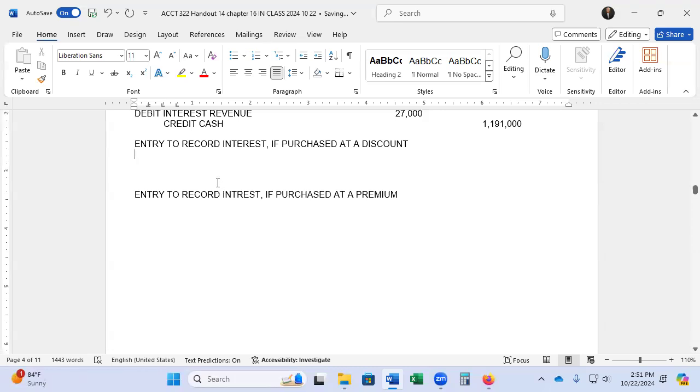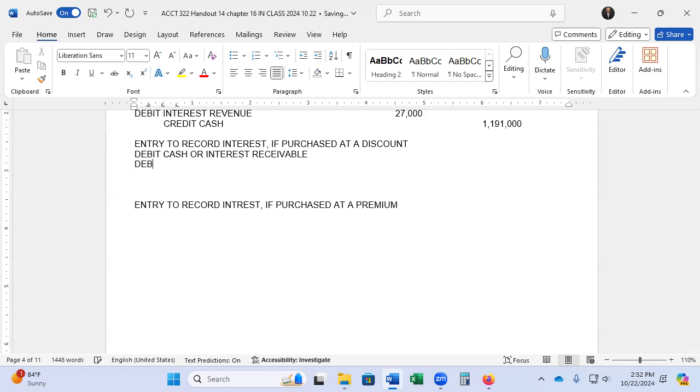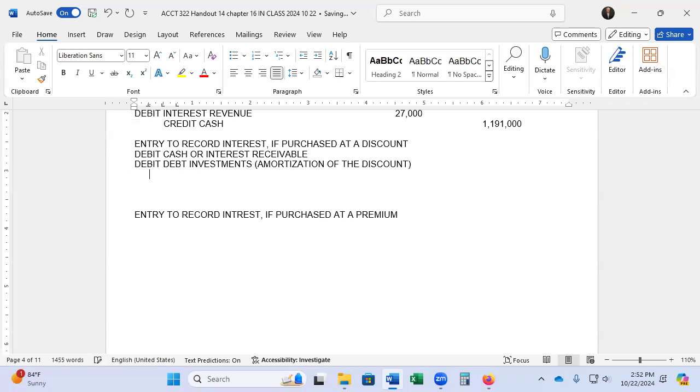Okay. So I wanted to make a note here. What is the entry to record interest if it's purchased at a discount? So we're going to debit cash or interest receivable. Going to debit debt investments, and this would be for the amortization of the discount. And then a credit to interest revenue.